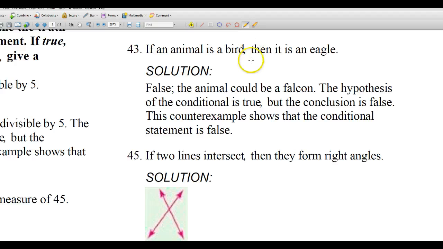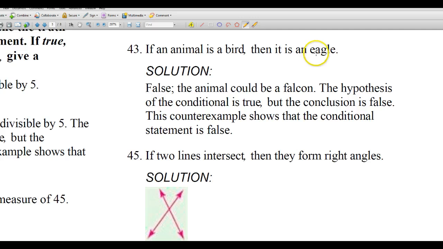If an animal is a bird, then it is an eagle. This would be a false conditional statement, so you could give many different counterexamples to this. We just want another type of bird other than an eagle. So we could say a parrot. If an animal is a bird, yes, a parrot is a bird, then it is an eagle.